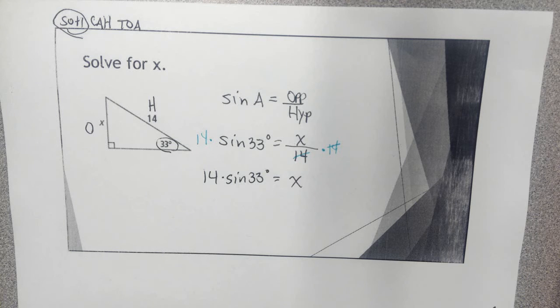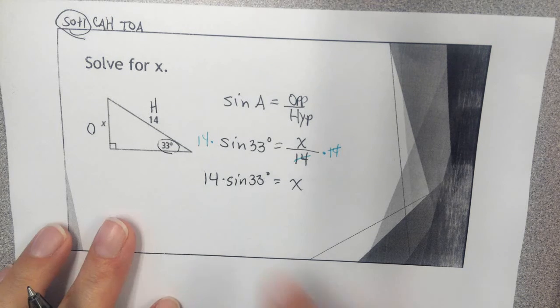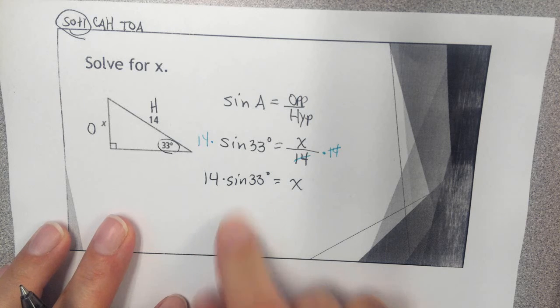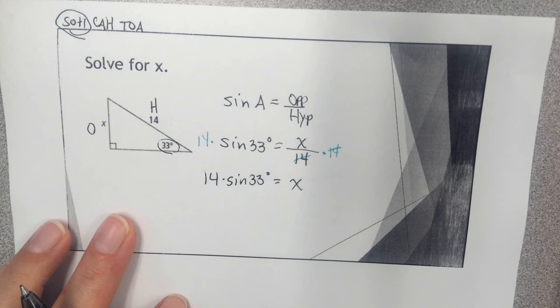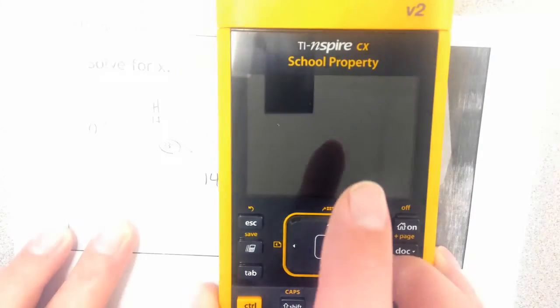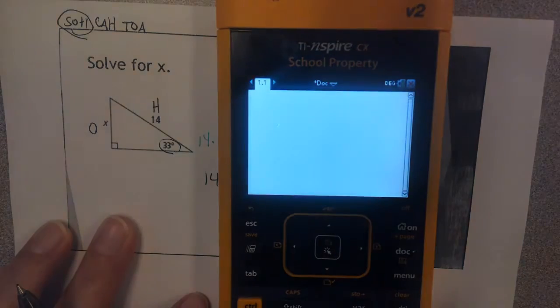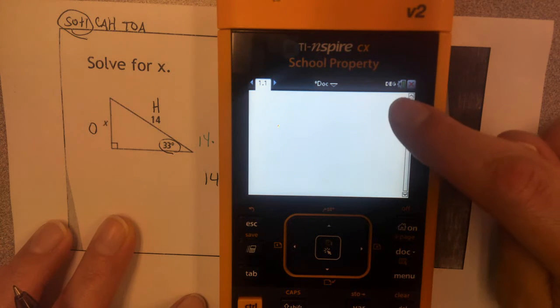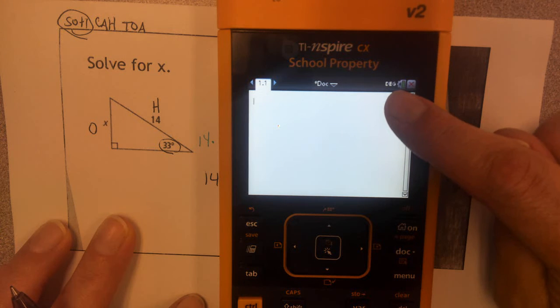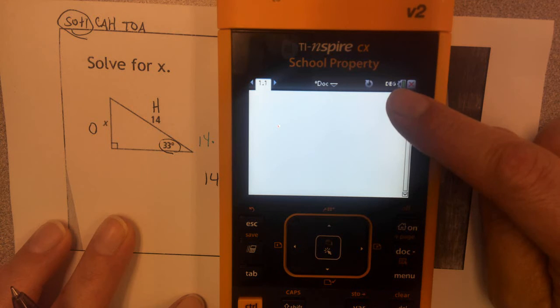We really want just one number. How do you suppose we can find what 14 times the sine of 33 is? A calculator. Yeah, that'd be fabulous. Let's use a calculator. So grab your calculators and make sure that you're in degree mode. At the top of the screen there should be a DEG there. If not, then we're going to have to deal with it. Anybody not in degree mode?